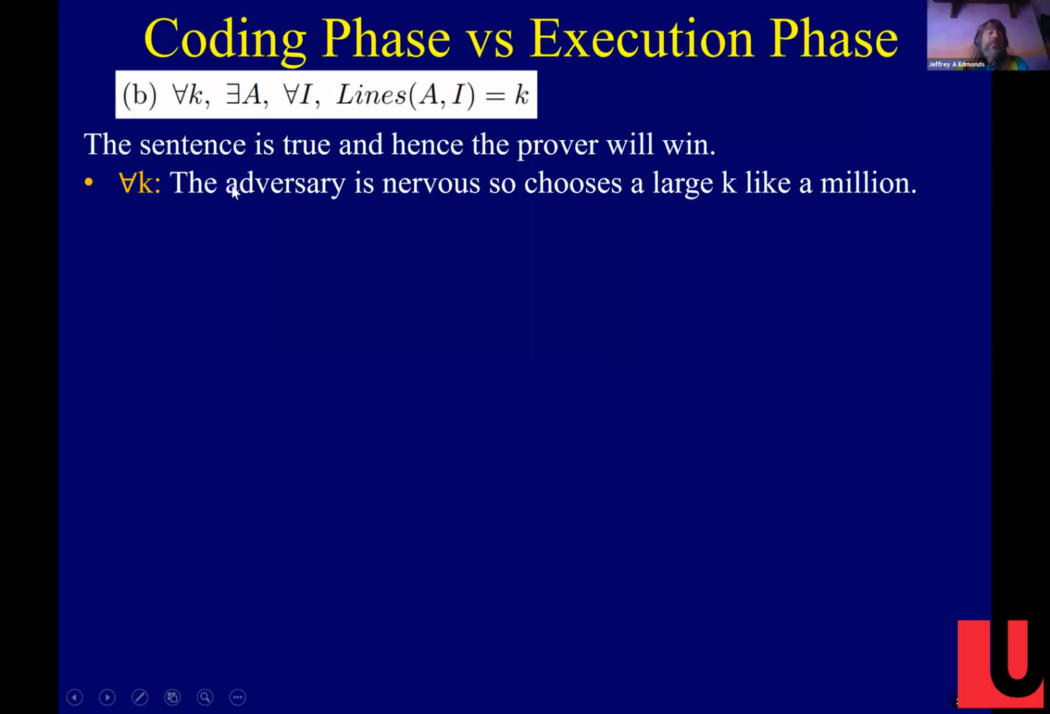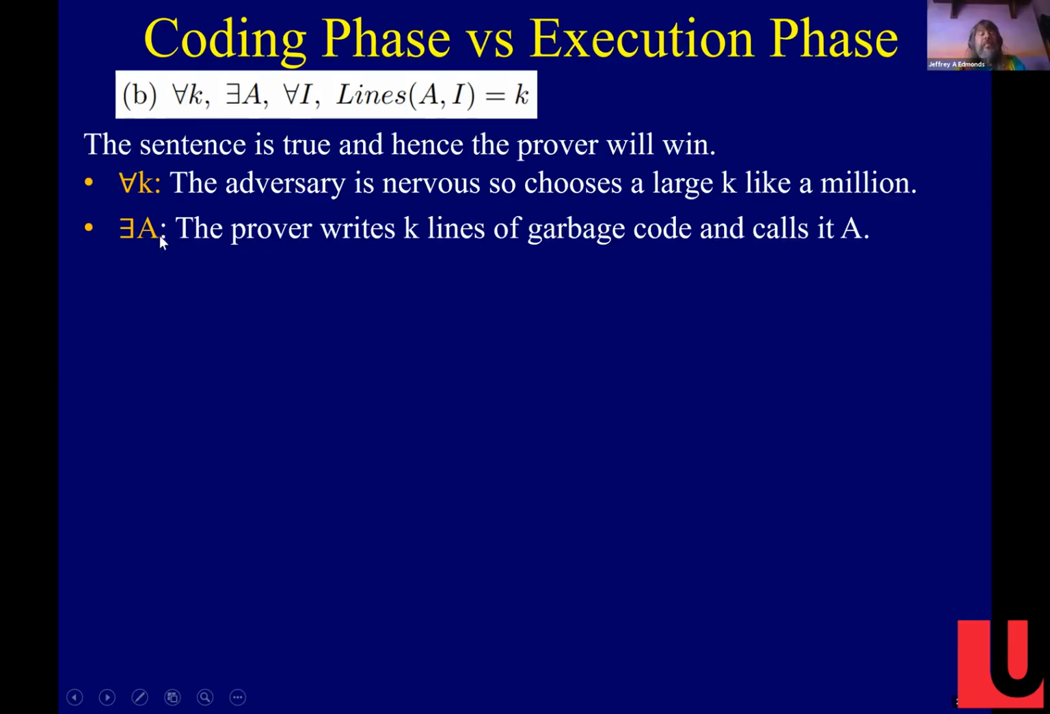I'm here making it more of a joke where the adversary is nervous because he's going to lose, and so he's giving a really big value. But in the proof, we would be saying let k be arbitrary, right? And then knowing the k, here we have k is 1,000,000.